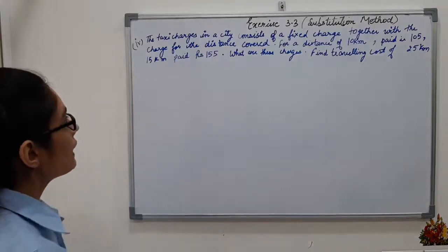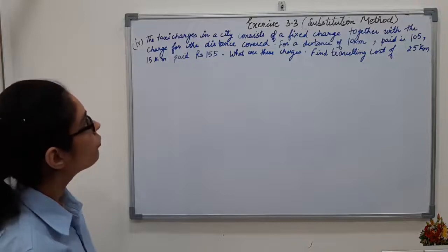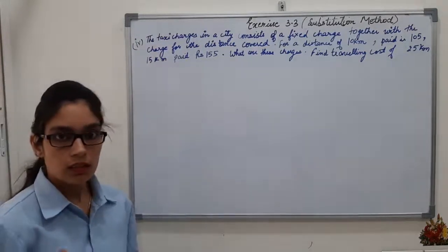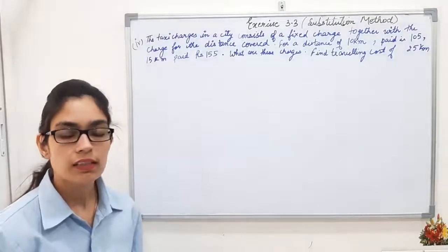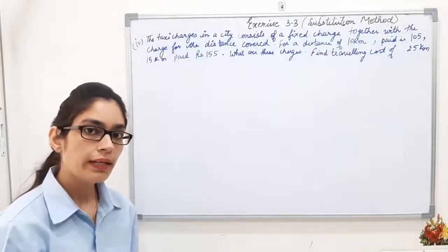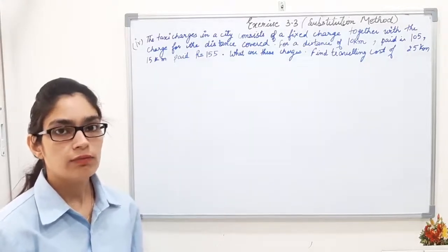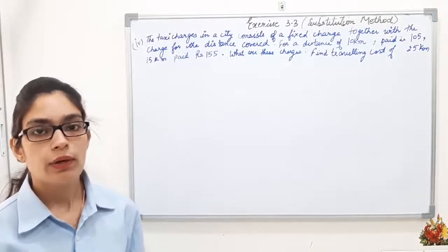A taxi charge in a city consists of a fixed charge together with a charge for the distance covered. For example, the fixed charge is 20. Let's assume they are charging 20 along with a per kilometer charge. If you are traveling 5 kilometers and the rate is rupees 10 per kilometer, it is 50 plus 20.